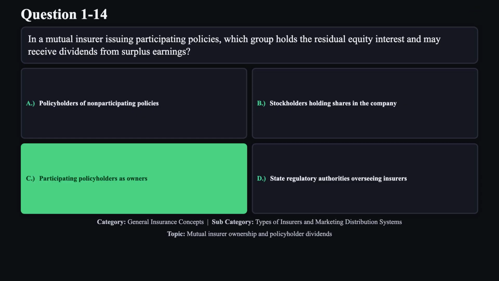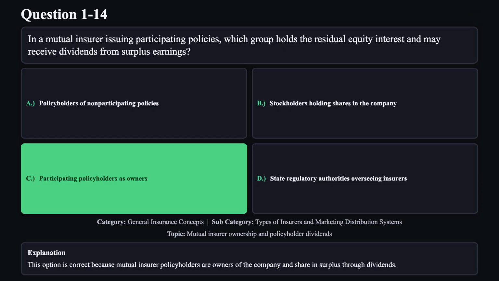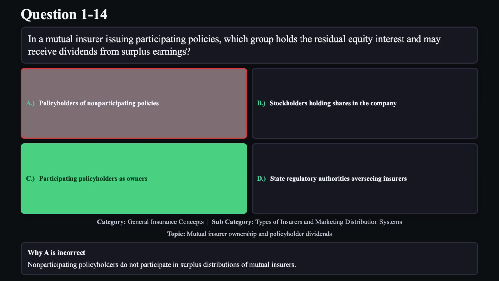The correct answer is C. This option is correct because mutual insurer policyholders are owners of the company and share in surplus through dividends. Reason A is not correct. Non-participating policyholders do not participate in surplus distributions of mutual insurers.